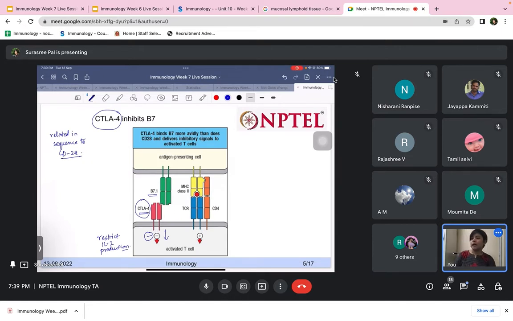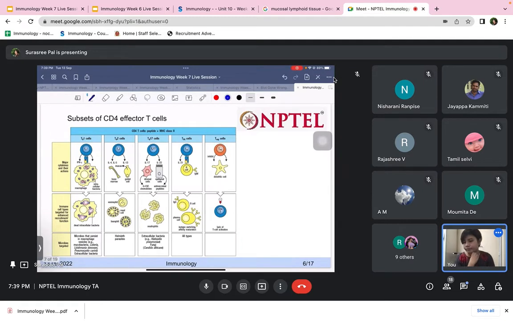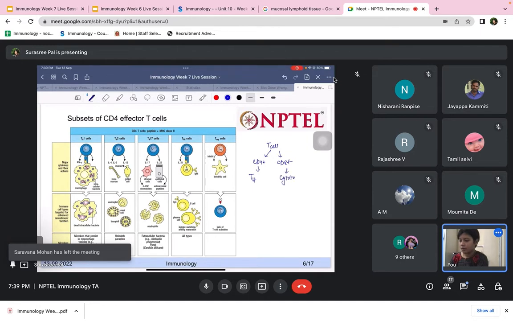All right, okay, now coming to the last topic for today's discussion, that is, once the T cells are activated, they will either become a CD4 T cell or a CD8 T cell, right? So this will be a helper T cell and this will be a cytotoxic T cell, right?